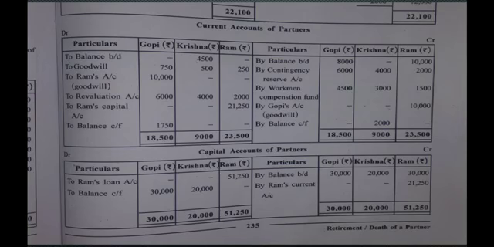To Ram's account. Sorry for the inconvenience. It is to Ram's account 10,000, not capital account. It was just by mistake. To Ram's account, the amount in the column of Gopi is 10,000. Okay, so this was the posting for goodwill.